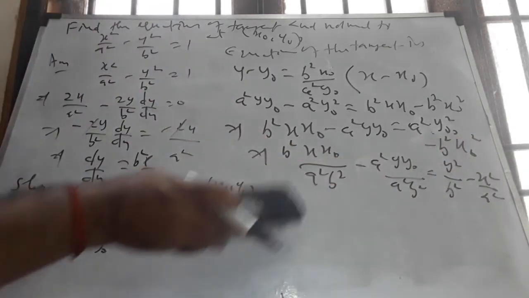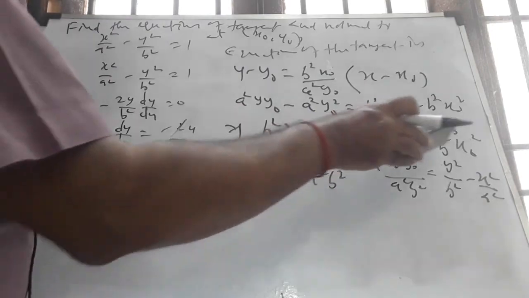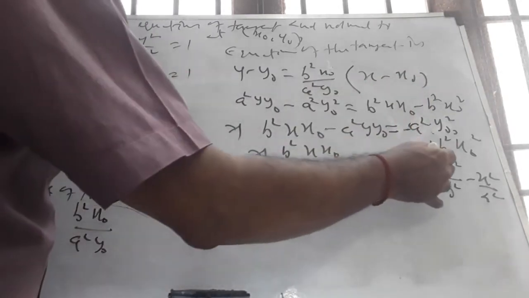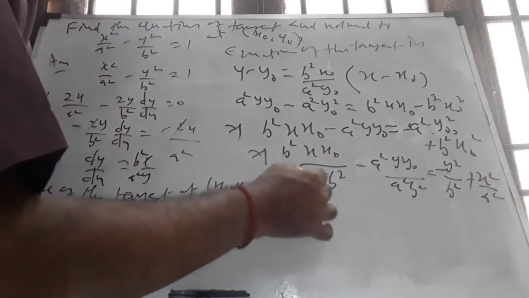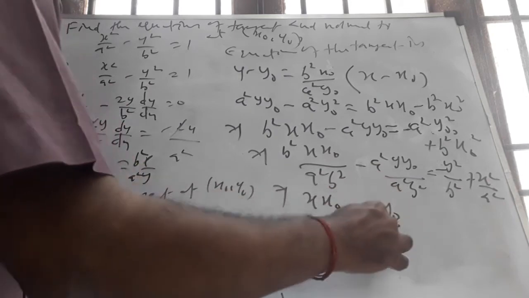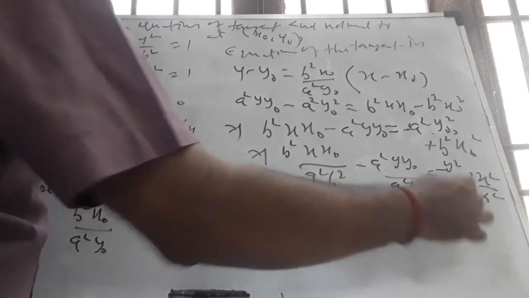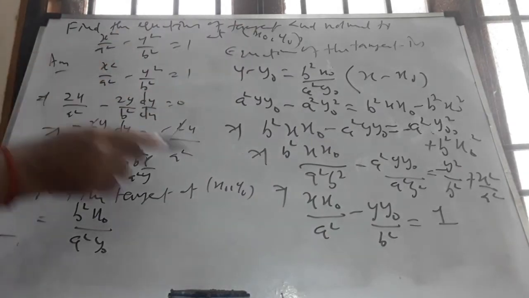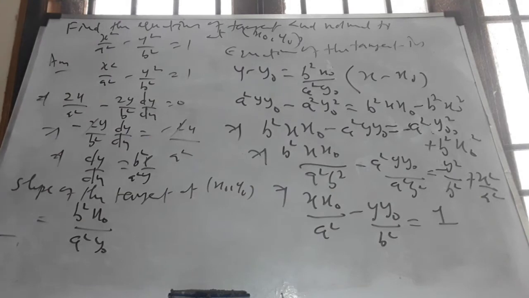There is something wrong here. One second. I am bringing this to the other side, this is minus, this is plus. Sorry, this is plus, this is minus. Therefore, this will become minus, this will become plus, which implies I'll end up with x naught x by a square minus y naught y by b square is equal to, this value is nothing but 1, because this is a point on the curve, therefore it satisfies the equation of the curve. Therefore, the equation of the tangent now becomes x naught x by a square minus y naught y by b square equals 1.